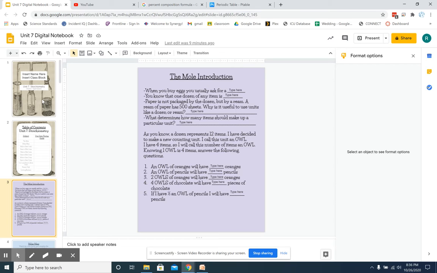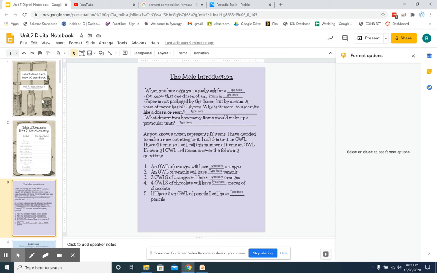So I'm going to kind of go over this worksheet with you right quick. You should already have this answered, but I want to make sure you understand. So when you buy eggs, they typically come in a dozen. Well, we know a dozen eggs is 12 eggs, but that counts as 12 no matter what you're talking about. If I have a dozen pencils, I have 12 pencils. If I have a dozen pieces of chocolate, I have 12 pieces of chocolate. So it doesn't necessarily just talk about eggs, but it's a certain amount.